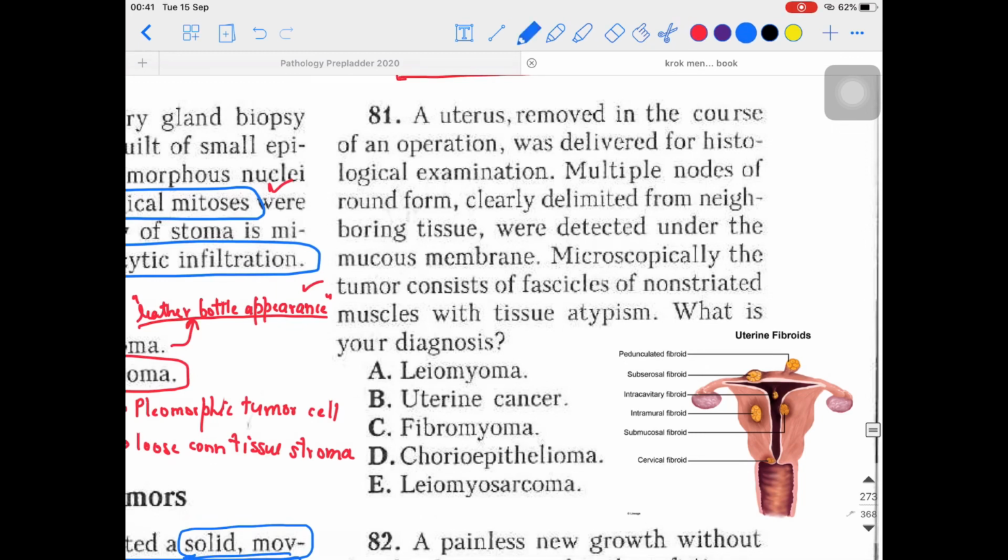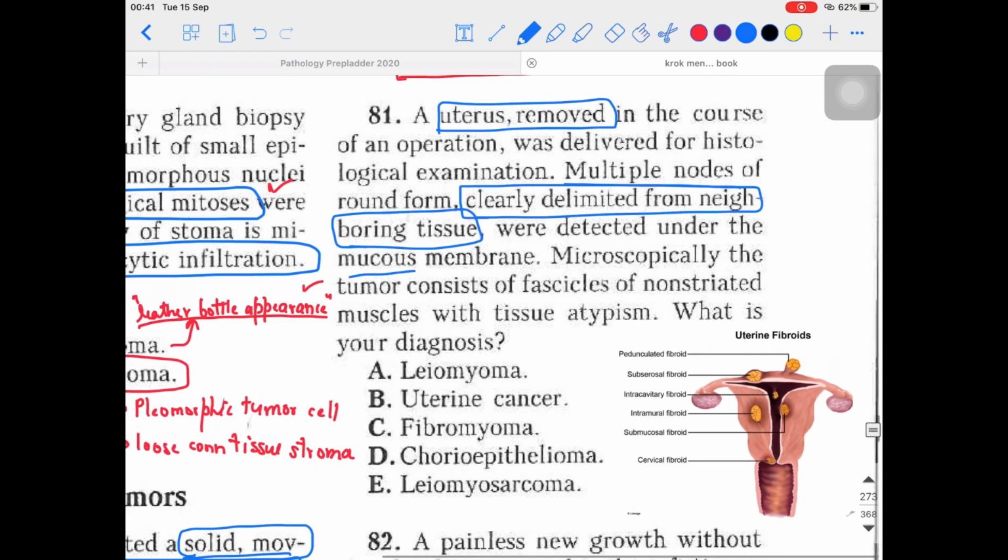A uterus removed in the course of an operation was delivered for the histological examination. Multiple nodes of round form clearly delimited from neighboring tissues were detected under the mucous membrane. Microscopically, the tumor consists of fascicles of non-striated muscles with tissue atypism.